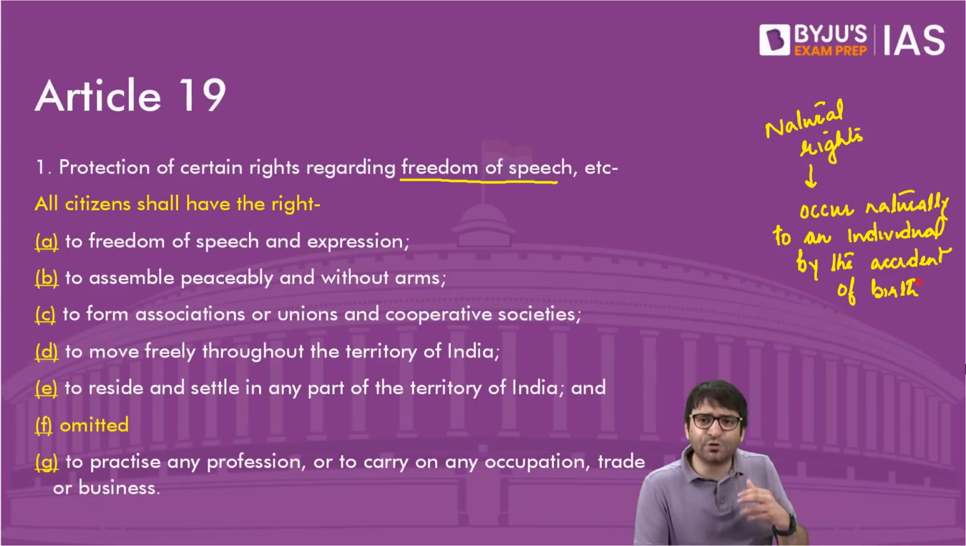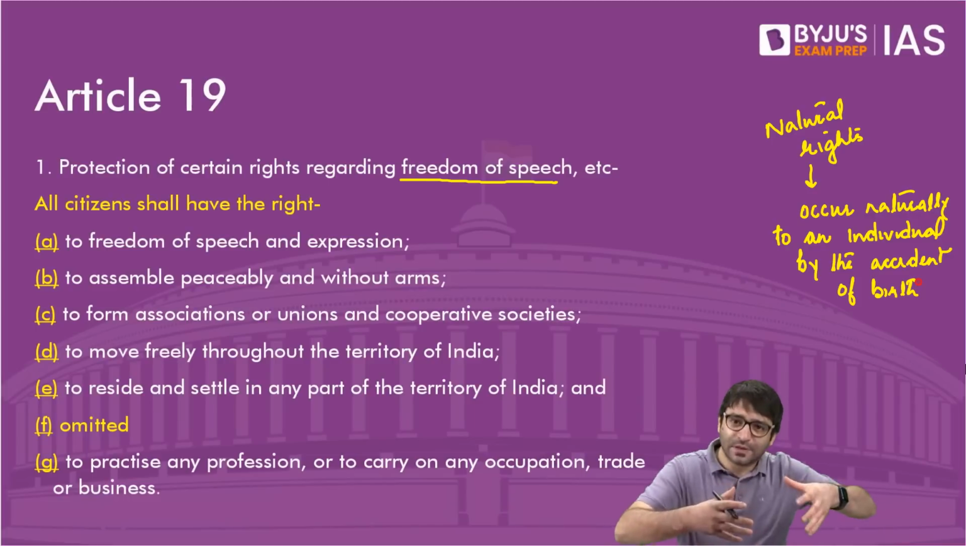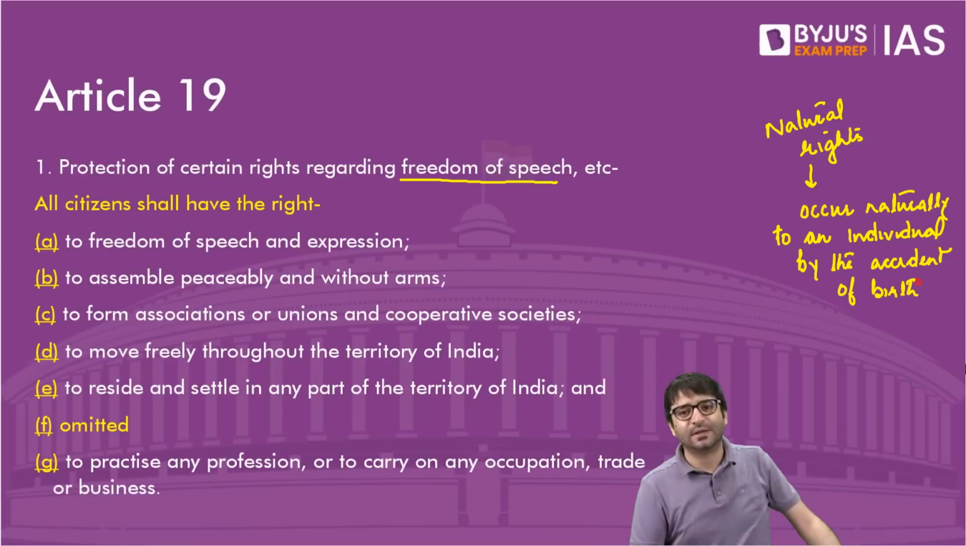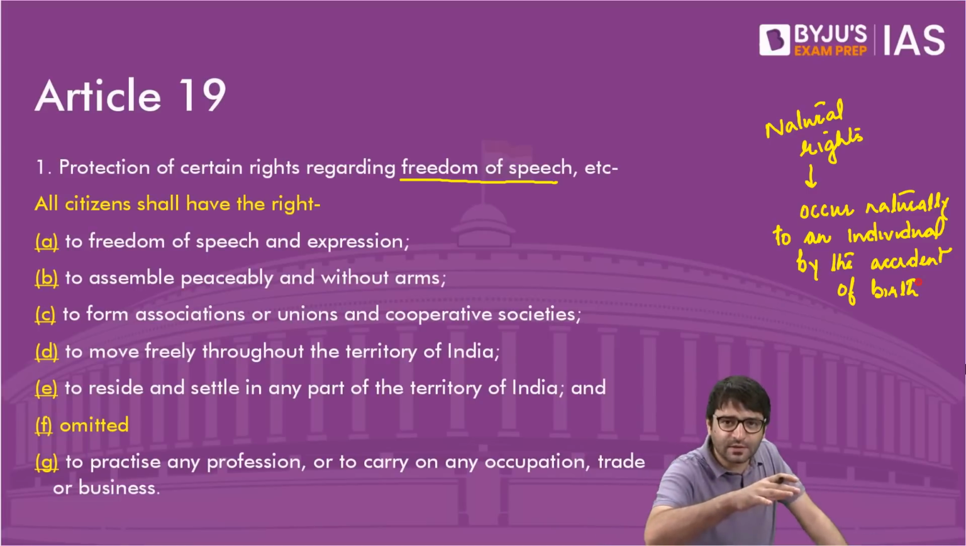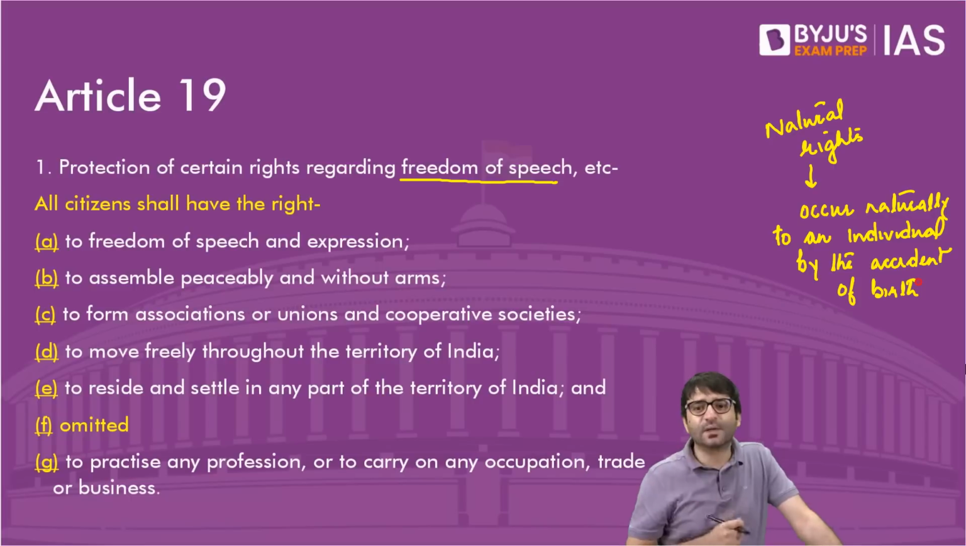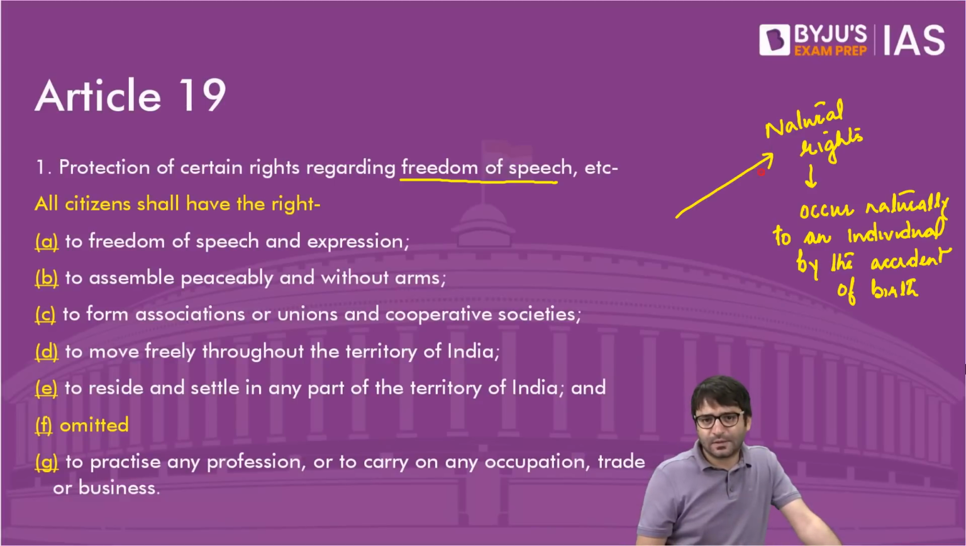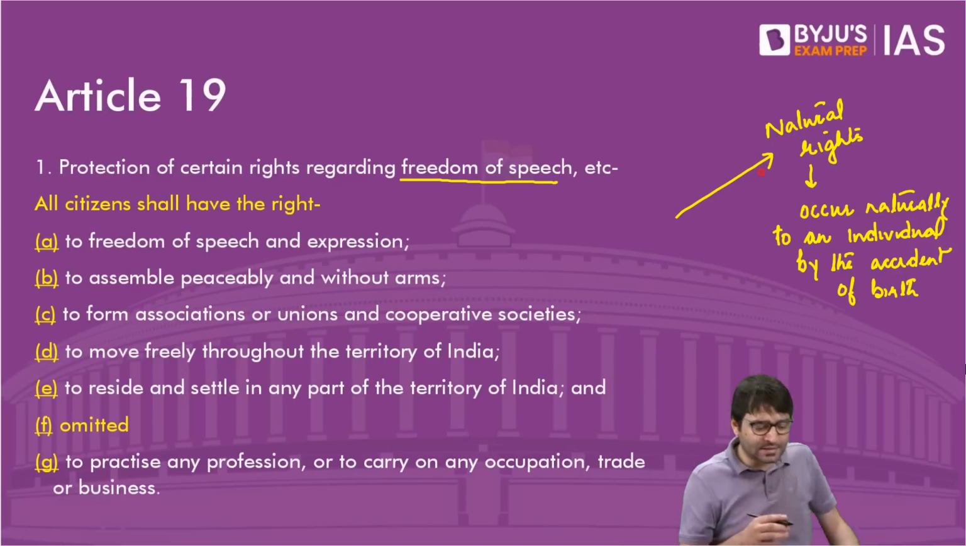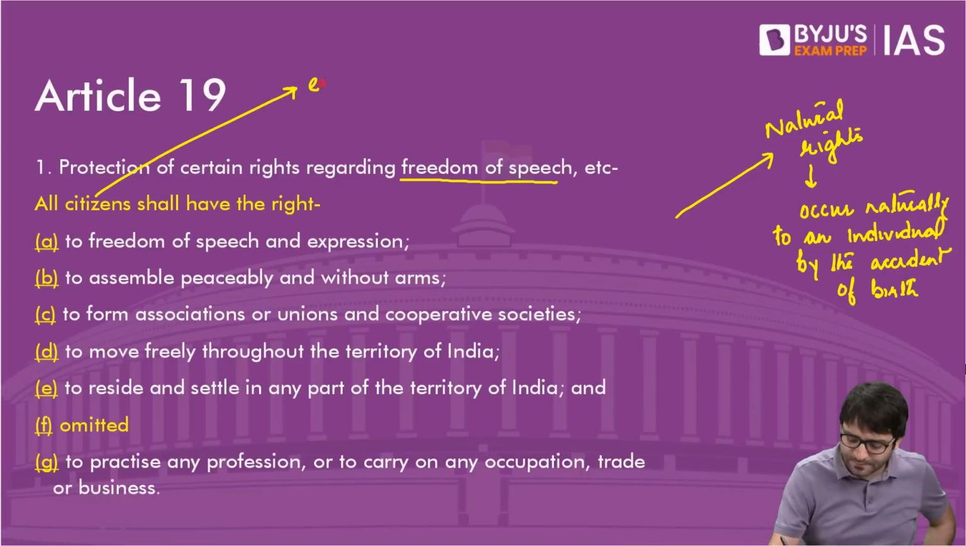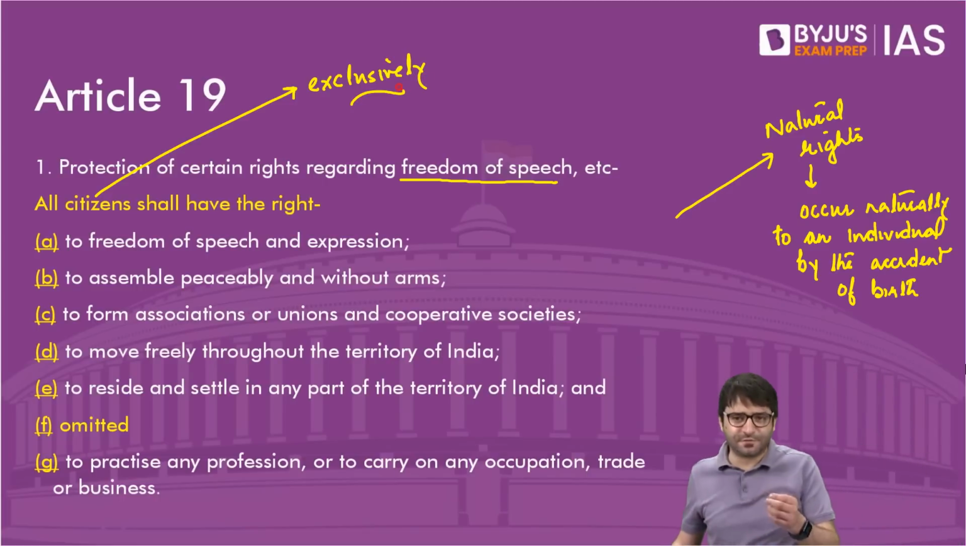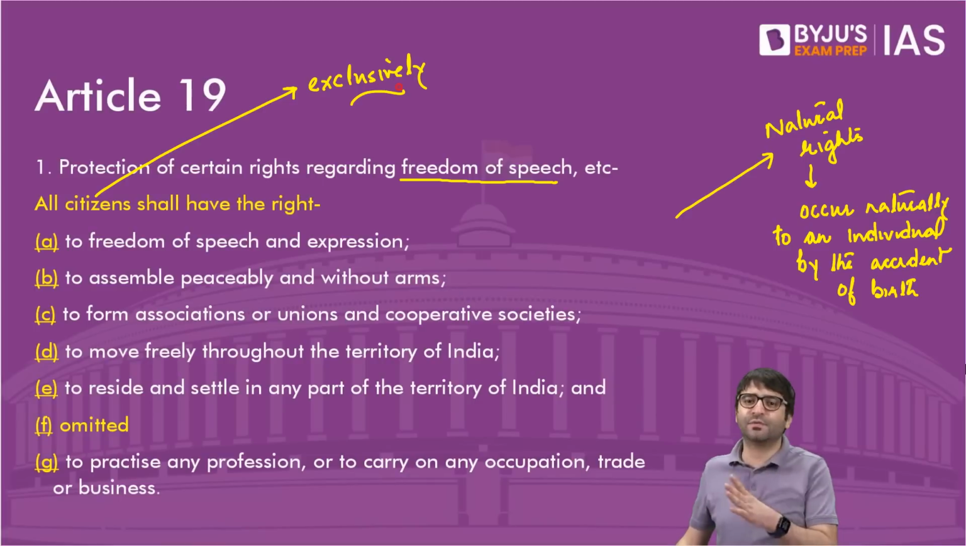It occurs naturally to you that you form friendships, associations, unions. It occurs naturally to you that you start moving, you start residing somewhere. So, all these rights under Article 19, we call them natural rights because they occur naturally to an individual because of birth. And Article 19 is exclusively available to citizens. Just like Article 15 and Article 16, Article 19 is also exclusively available to the citizens.